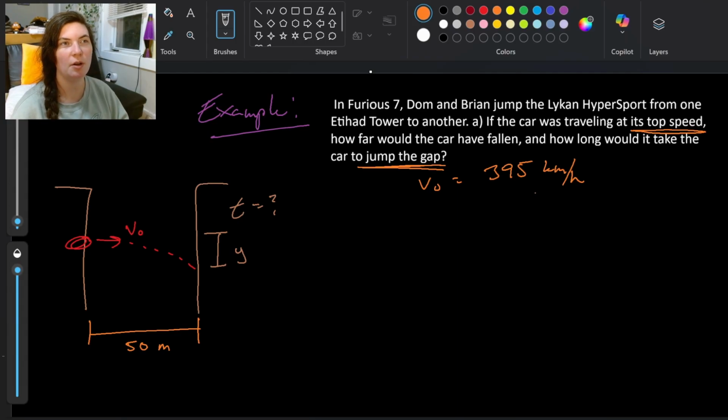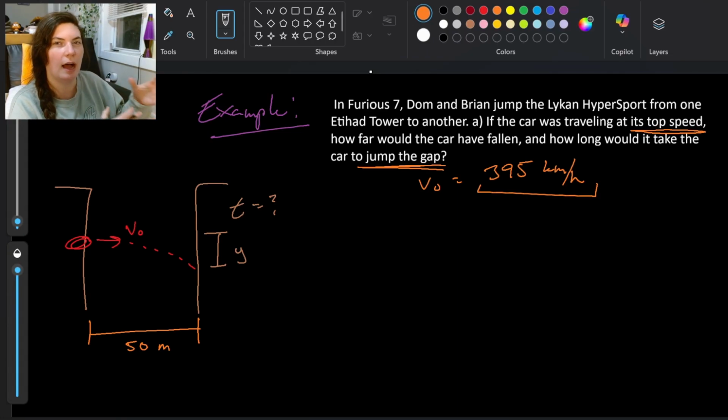The first thing I'm going to do is convert this velocity we're given into something a little bit more usable, because we don't know exactly how long that car is falling in that clip with that bullet time, but I have a feeling it's more like seconds and not hours. So I'm going to convert this into meters per second, something we're used to seeing a little bit more.